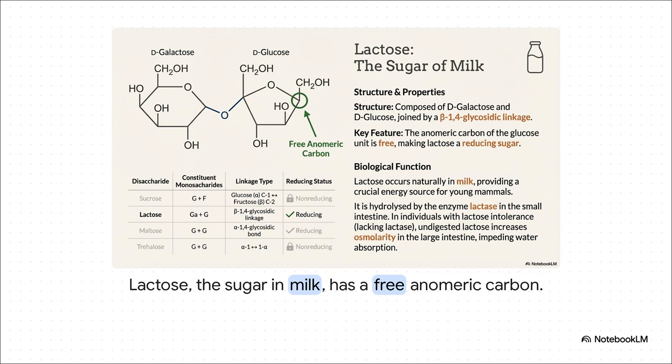Next up, lactose. This is the sugar you find in milk. It's made of a galactose and a glucose. But check out the difference here. That glucose unit has a free anomeric carbon. Its switch is flipped on, which makes lactose a reducing sugar. It's designed to be a readily available, easy-to-access energy source for young mammals.